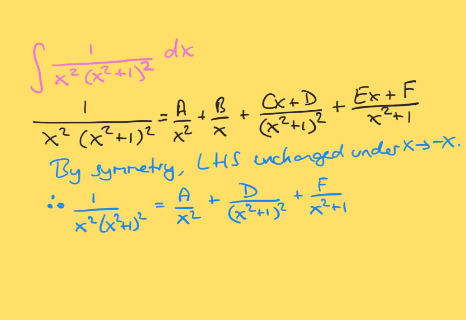Now, often you don't have symmetry. If we'd had, say, 1 plus x here, then this would have changed under x goes to minus x, and these arguments would not apply. But if you have symmetry, use it. It makes life much, much easier. And with that, I'll stop this video.